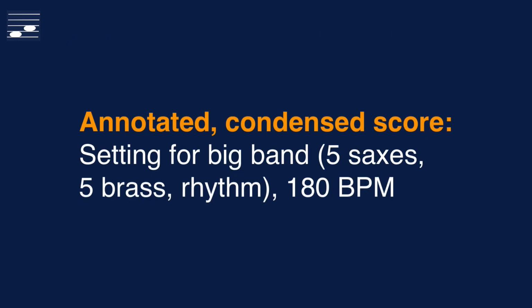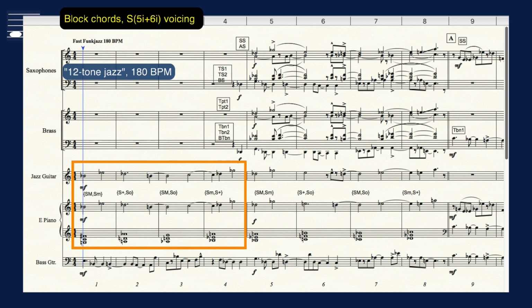And now the full composition, an up-tempo 180 beats per minute, 41 measures long 12-tone jazz big band setting for 5 saxes, 5 brass and a rhythm. Read along with the annotated condensed score.